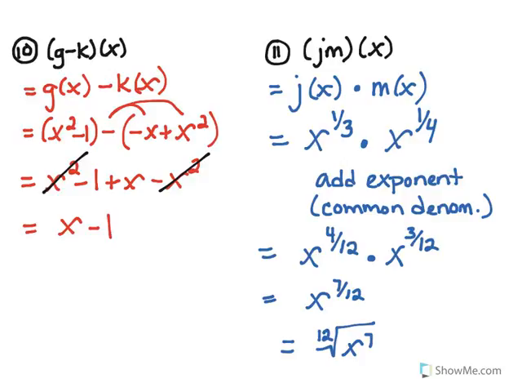I hope that you found these examples to be helpful in figuring out how to do the different types of algebra involved with functions. Please keep in mind that if there's a number in the parentheses, your answer should come out to a number. And if there's a variable left in the parentheses, your answer should come out to a variable.